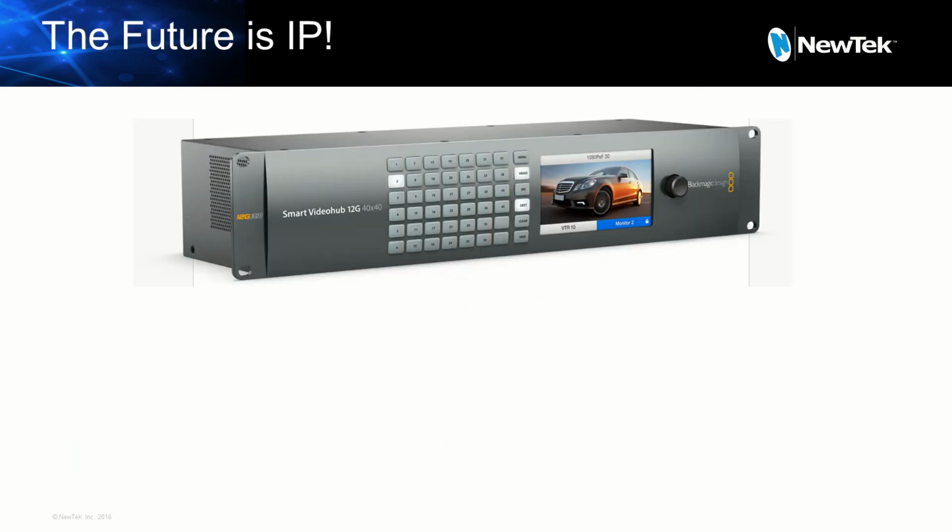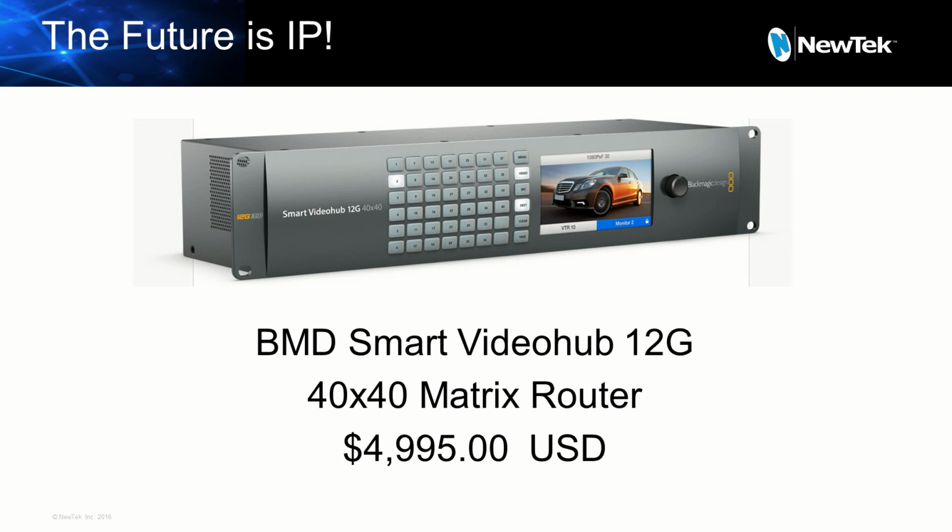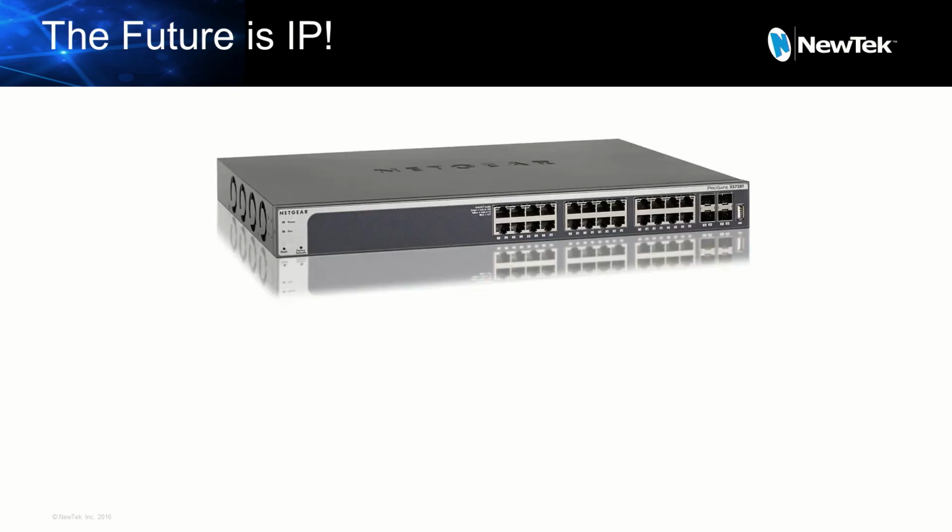So here is a 40 by 40 12G SDI video router that you can get. It's a Blackmagic. It's fairly inexpensive, really, for what it is, at $5,000. It handles 40 channels in, 40 channels out. So that's something you might use to do 4K workflows inside a facility, to route signals around and between devices and stuff. But let's compare that to this network switch.